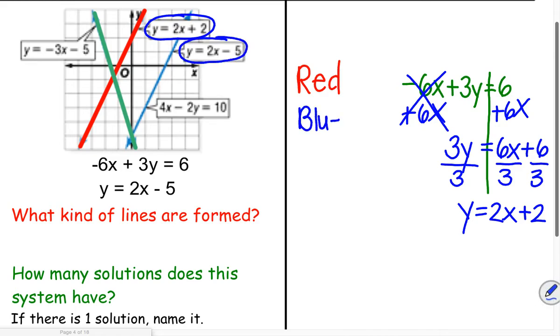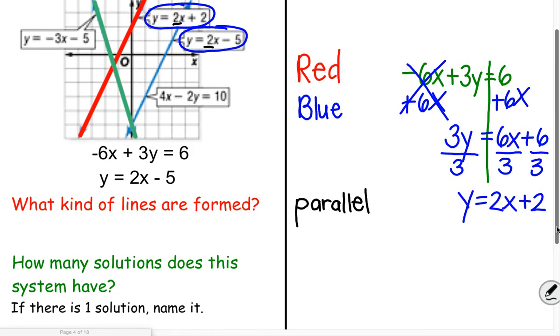So if we look at our red line and our blue line, they run next to each other but are never touching each other. Those two lines are parallel. And one other thing we know about parallel lines is that parallel lines have the same slope. So the red line has a slope of 2, and the blue line has a slope of 2. So yes, those lines are parallel. Parallel lines have the same slope.